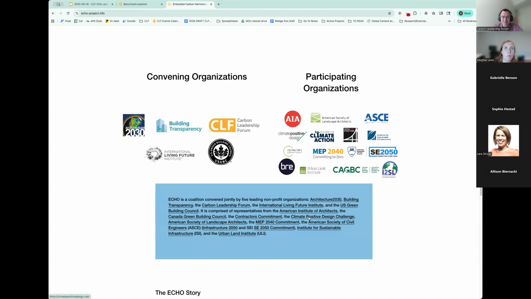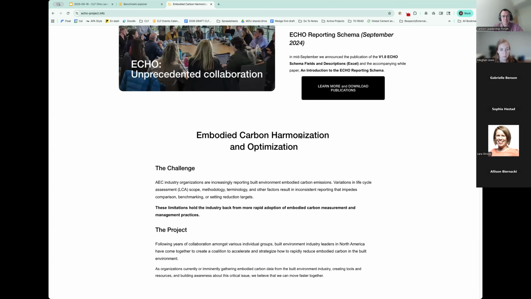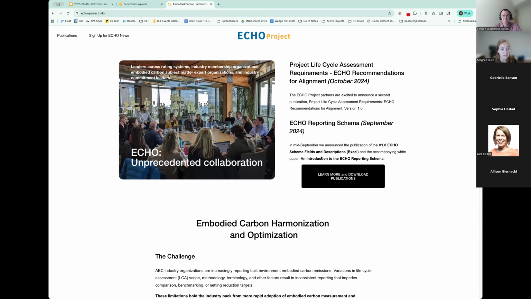But one of the reasons, so basically all the organizations that are in ECHO collect embodied carbon data. So CLF collects embodied carbon data through our benchmarking study. SC 2050 collects data into their embodied carbon database. MEP 2040 is starting to collect. So all these different organizations are collecting data. And ECHO came together to try to better coordinate that data so that in the future we could actually have sort of one big data set. Right now, there are differences in the way that we collect data, and that's one of the main things that CLF is constantly working on, is trying to improve that.